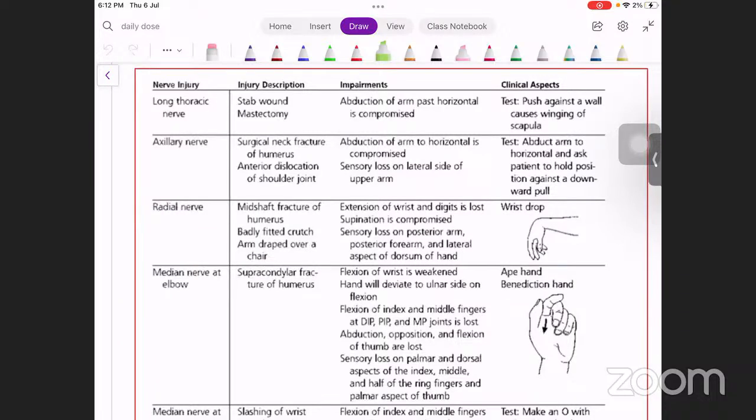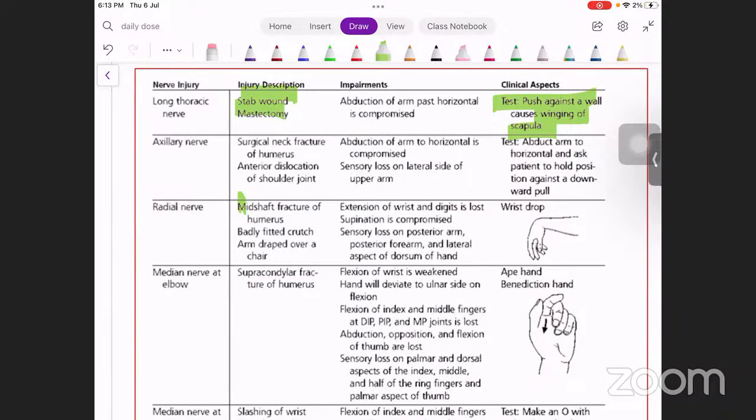So for the long thoracic nerve, you have the push against the wall. When the patient is pushing against the wall, it causes a winging of scapula, people. Speaking about the long thoracic nerve, mostly the injury occurs due to mastectomy or stab wound, and then the test will be pushing against the wall, and you see the protrusion of scapula posteriorly. Posterior protrusion of scapula.